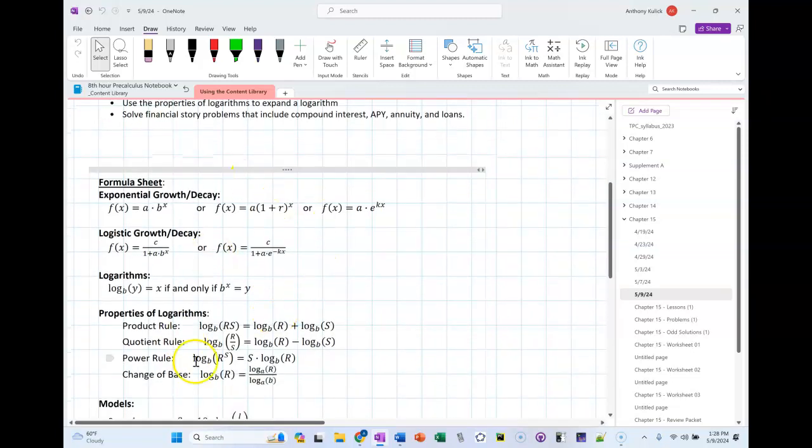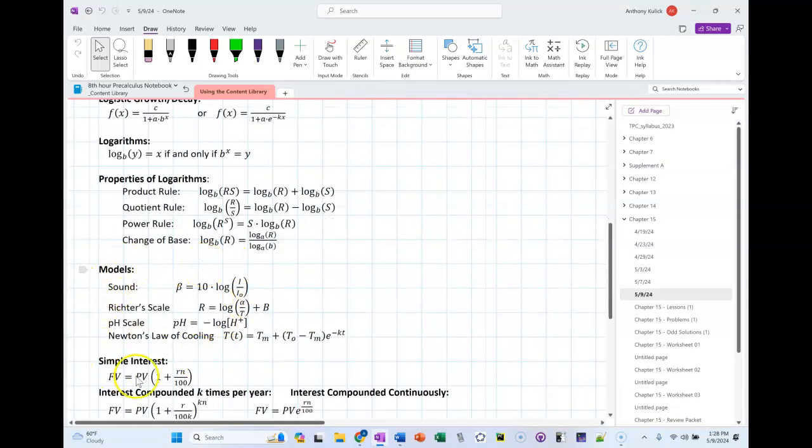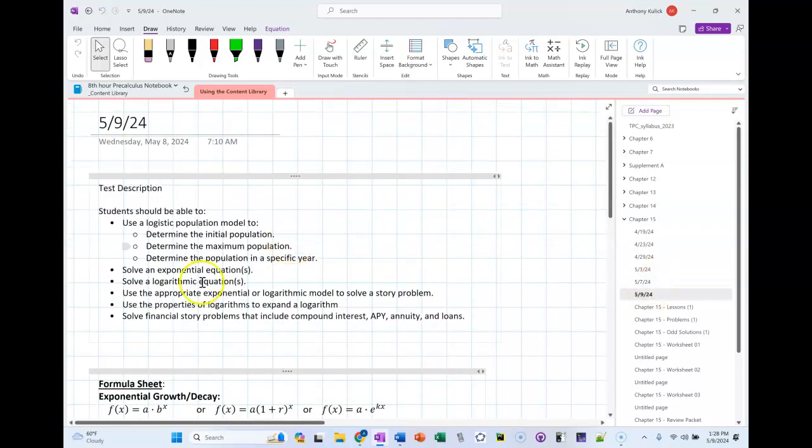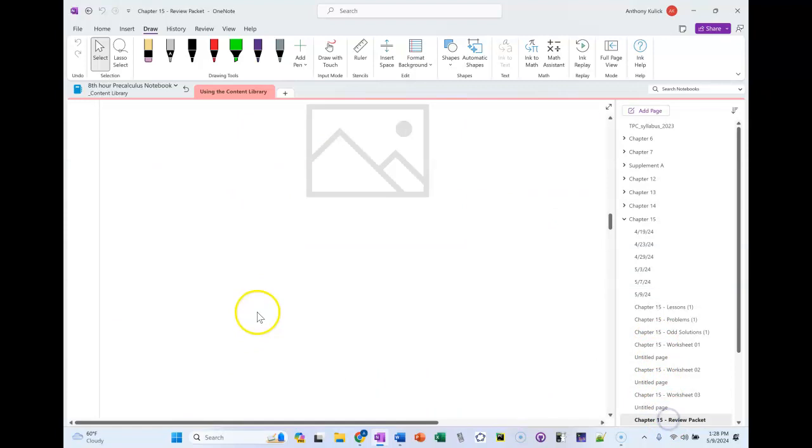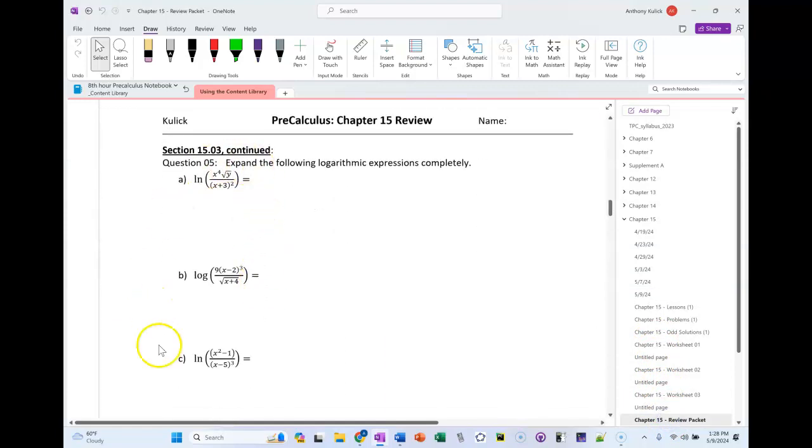And again, I don't think I have any of these specific story problems on the review, but grab one from your notes or from the homeworks where you use that. Hint, hint. You should be able to use properties of logarithms to expand a logarithm. Again, if you look at the review, we got a bunch of examples of doing that right here. Those are all pretty good examples of what you'd be having to do.